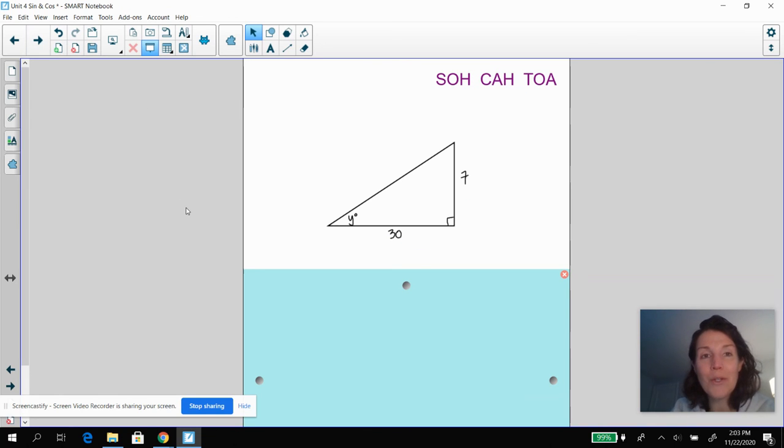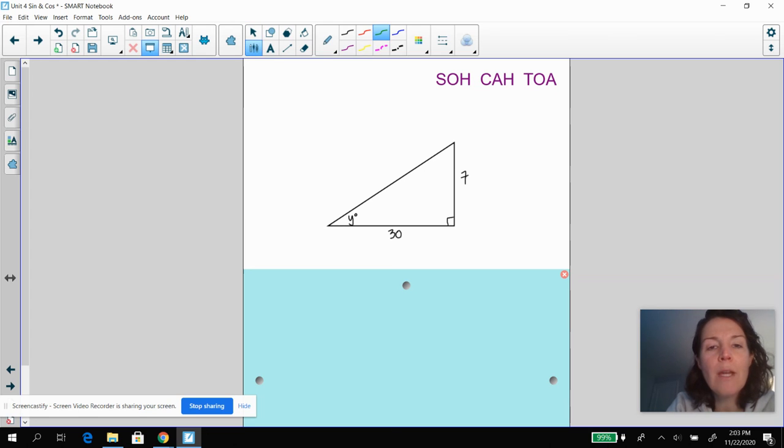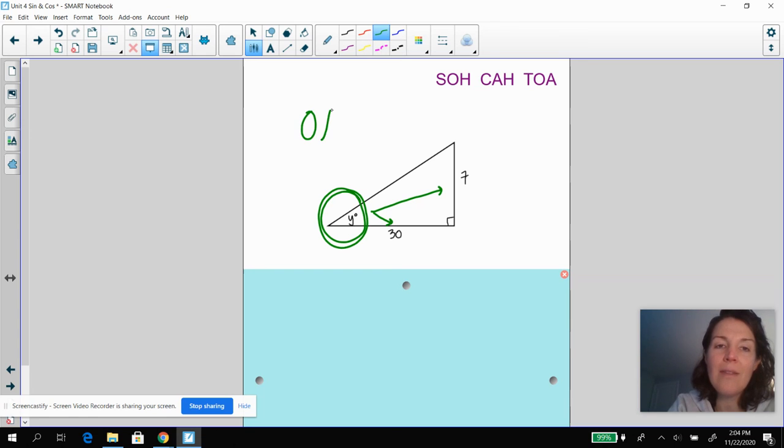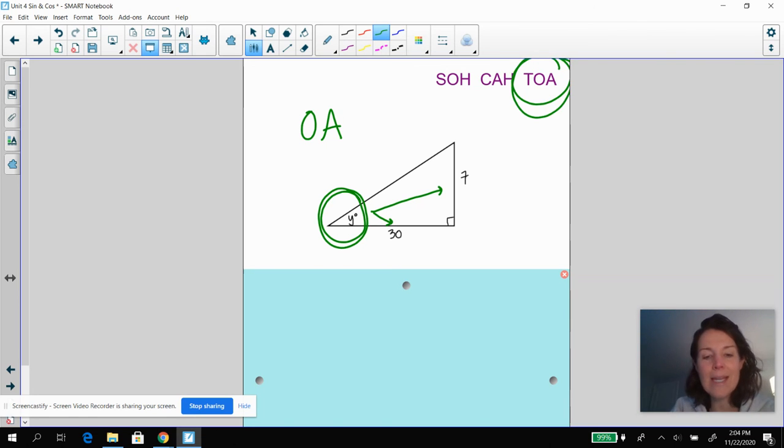Ooh, this one, the degree measurement is missing. So think about what we did back in the tangent problems. So we've got the side opposite and the side adjacent. Interesting. So if I've got the opposite and the adjacent side, what do I have there? Tangent. Amazing. Pause the video, go.